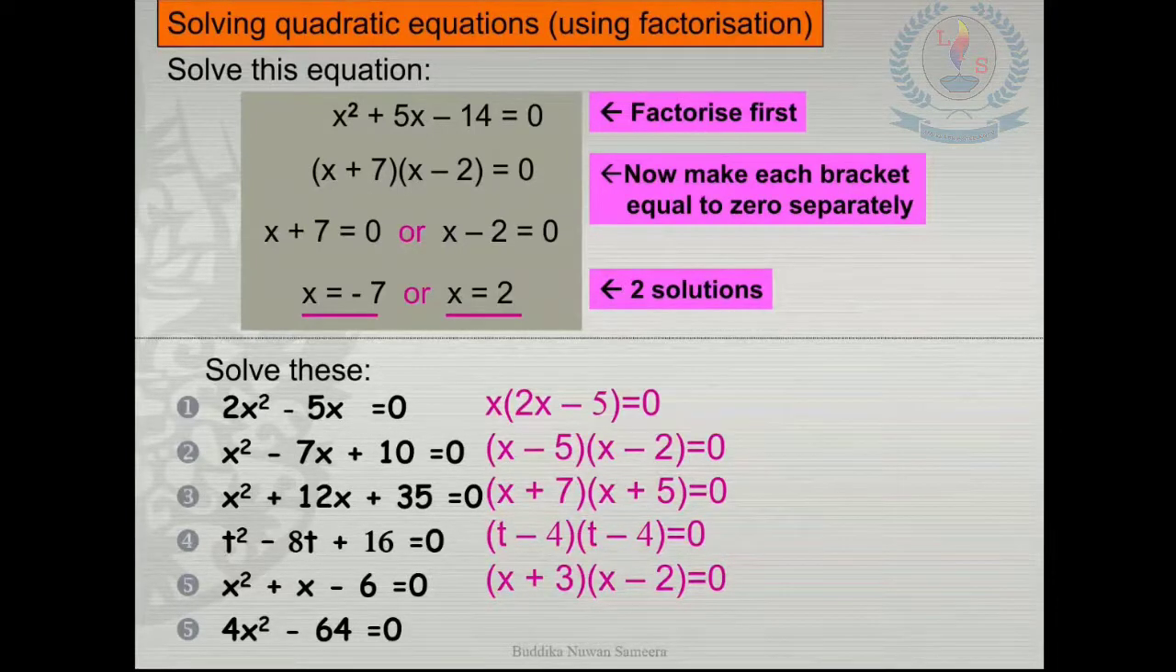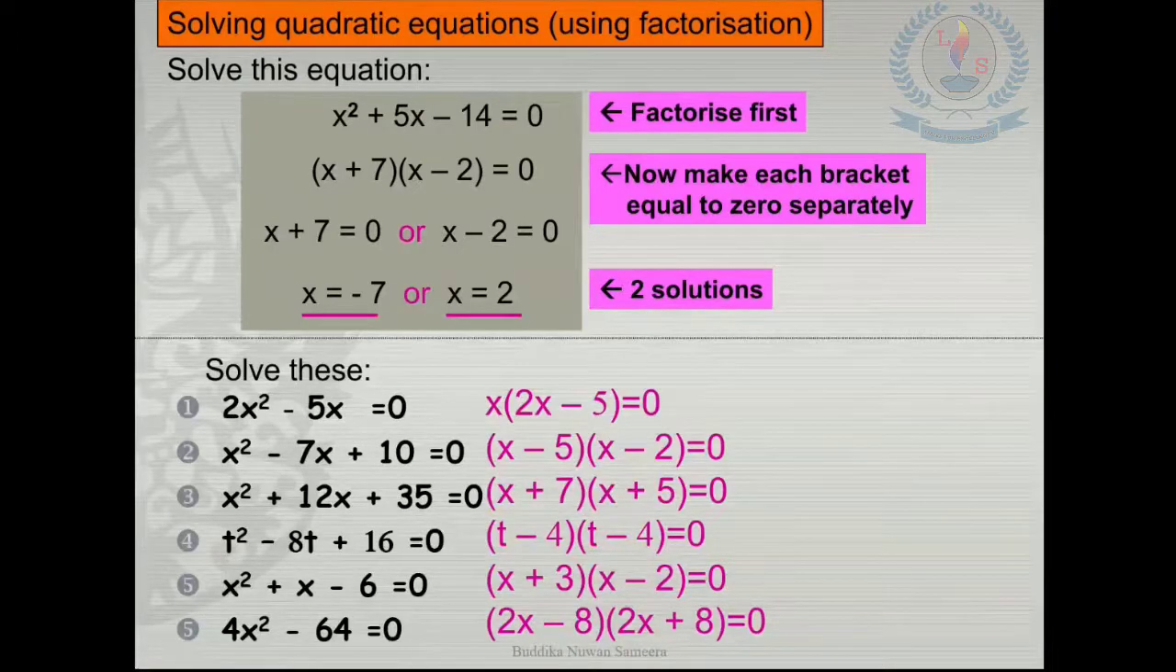Sixth one, there is difference of two squares. 4x square you can write as a square number, 2 square x square. 64 you can write as a square number, 8 square. So the two factors are 2x minus 8 and 2x plus 8. Now we factorize all the equations.